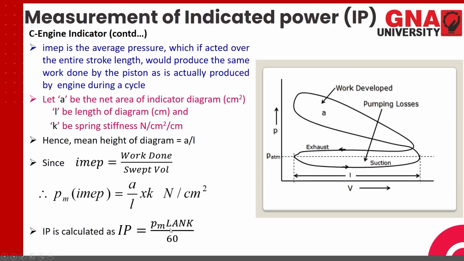By using this PM, you can calculate the indicated power as P_m L A N K by 60, where L is the length of the stroke, A is the area of the piston, N is the number of working strokes, and K is the number of cylinders.